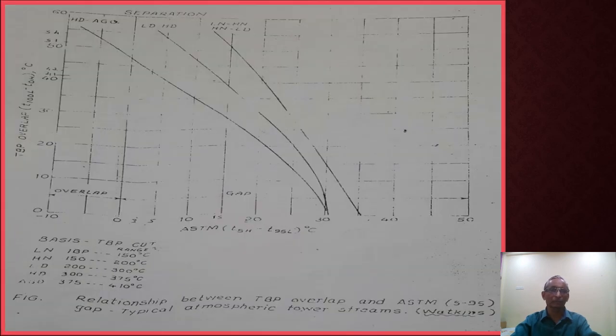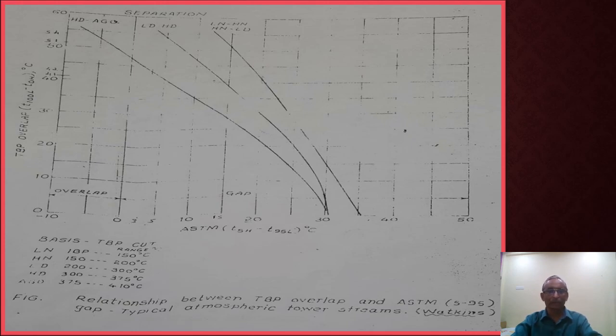This is the chart given to find out the overlap. Just now I told you TBP overlap is nothing but T100L minus T0H. We are not making any formula. These charts are given by Watkins, available in the Van Winkle book. Watkins has given this particular chart.